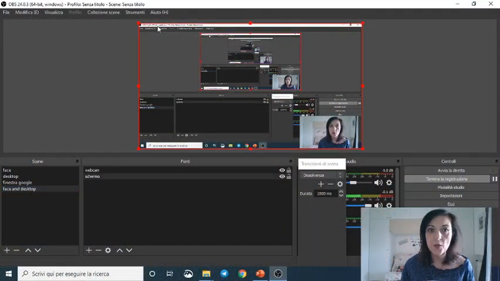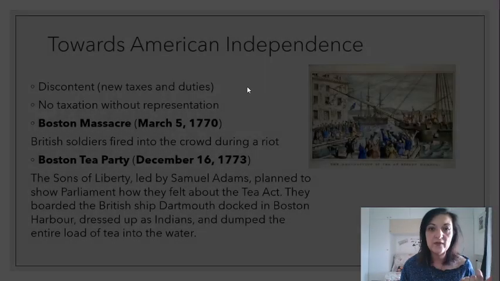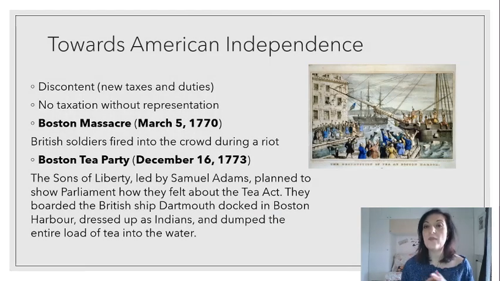Let's go back to my face and desktop. Here we are. So guys, this slogan, no taxation without representation, became the slogan of the rebels, of the people who wanted to fight for their rights, the colonists who wanted to fight for their rights. And the protests, the riots started during this period. Because of this spread discontent, a lot of rebels started riots. Riots means rebellion, sommosse, okay?